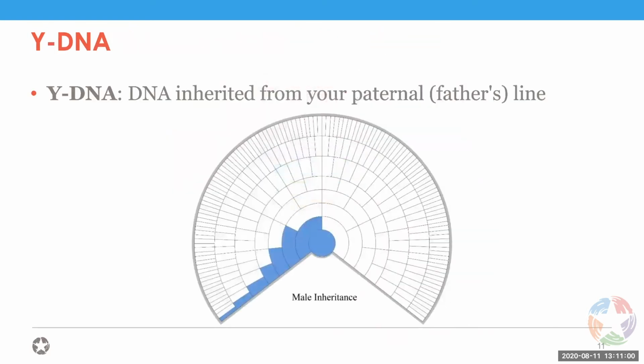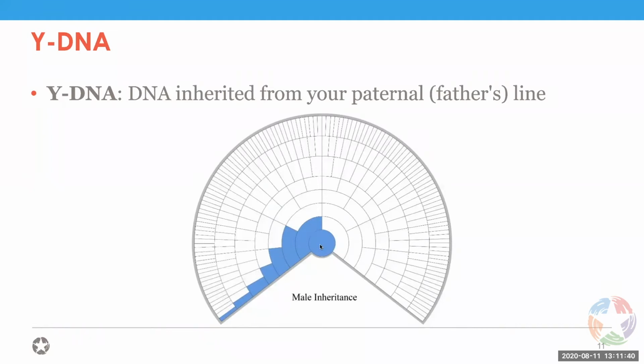Y-DNA is inherited on your paternal or father's line. Males are the only ones with Y-DNA, so they will be the only ones who can trace their lineage through this type of DNA. In this example, as you can see, our middle circle is filled in, and since we are tracking the Y-DNA, we're only going to be tracking the paternal line. So it's only going to show males in your family tree, and not all of the males, but a very specific set of males.